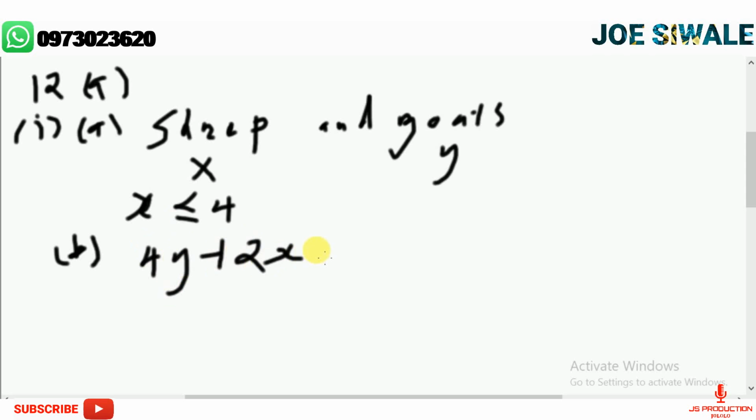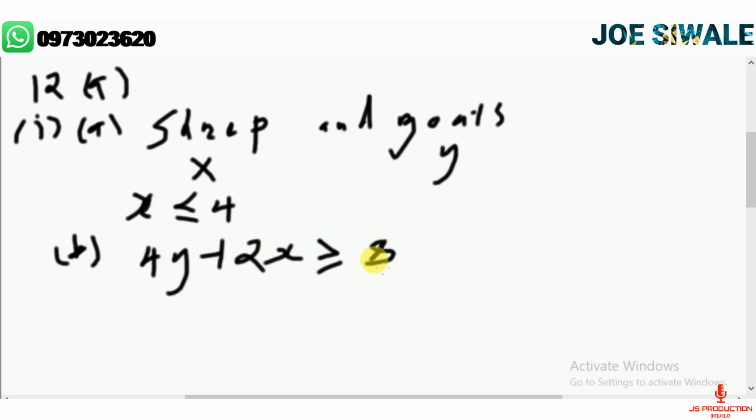Then the question proceeds further, the total amount of food should be at least 8 kg per day. So at least means not less than. So this will be greater than or equal to 8. So that's our second inequality.